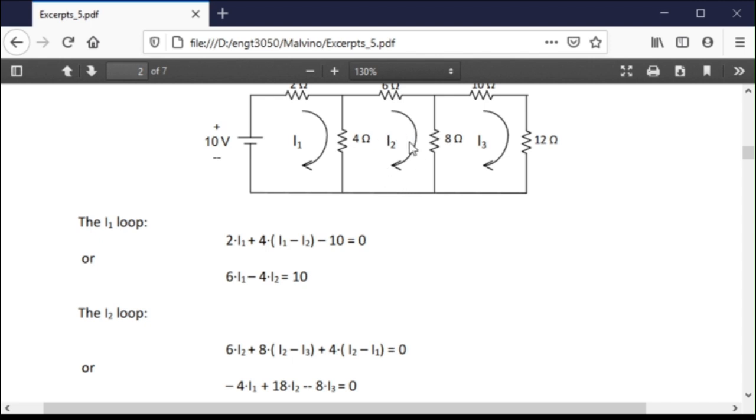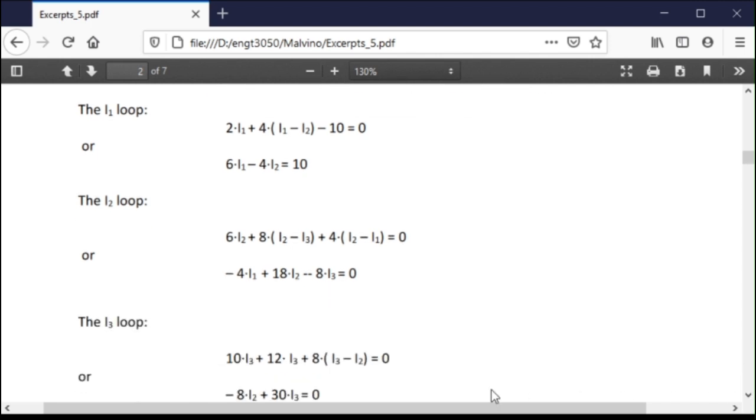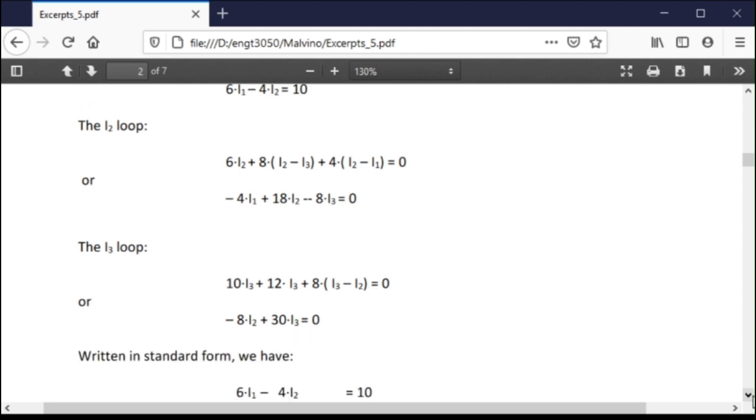So in this one, the I2 is the dominant one. It's I2 minus I3 over here. It's I2 minus I1 over here. And we have to add those together. We set it equal to 0 because there's no power supply. Or you can solve down to minus 4I1 plus 18, which is 8 plus 4 plus 6, 18I2, minus 8I3 equals 0. The I3 loop is 10I3 plus 12I3 plus 8I3 minus I2 equals 0. Or again, minus 8I2 plus 30I3 equals 0.